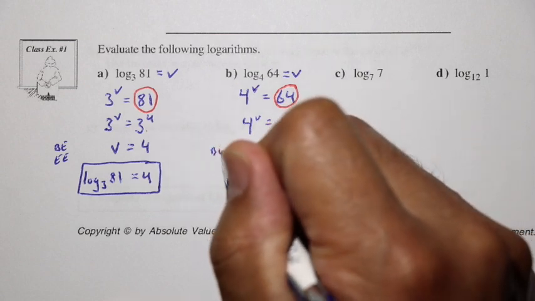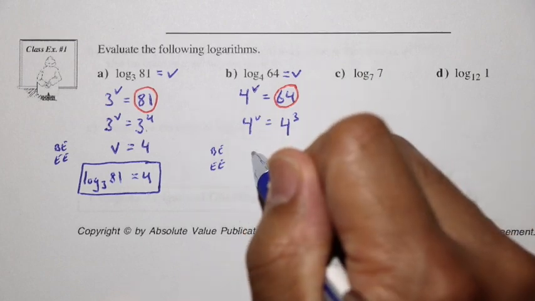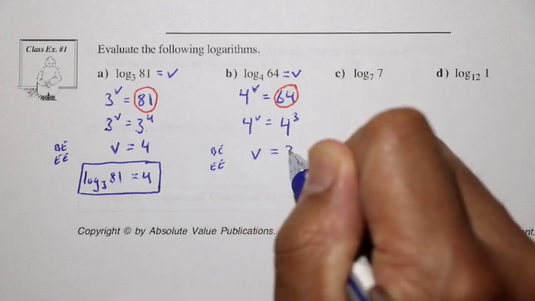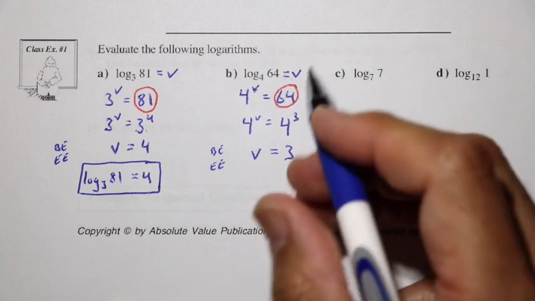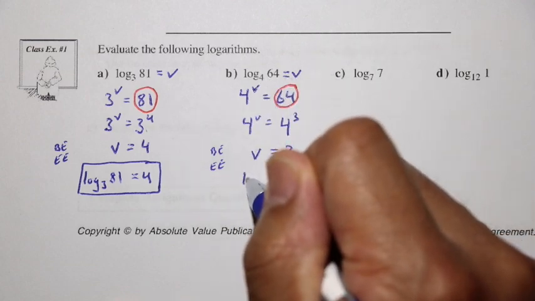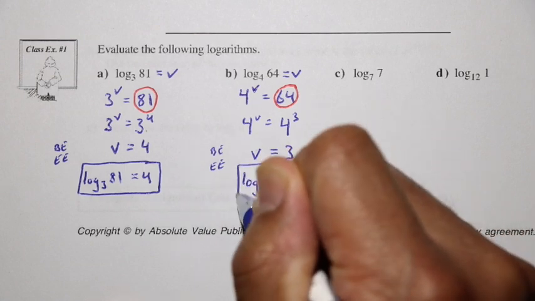Since the bases are equal, the exponents then must be equal. And therefore, this v should equal 3. And now we said that v was log base 4 of 64, so we can conclude then log base 4 of 64 is equal to the number 3.